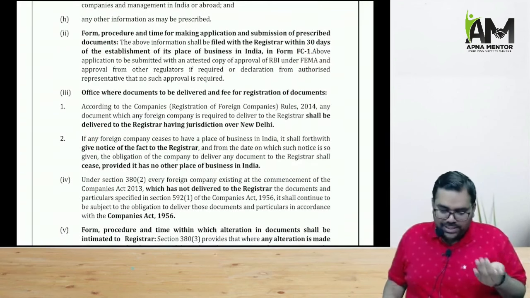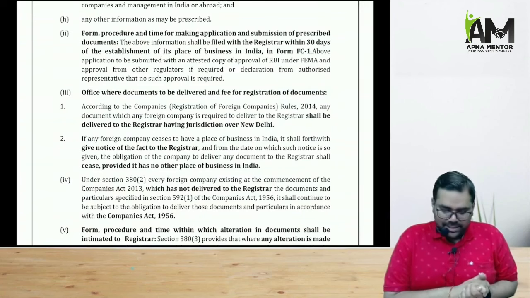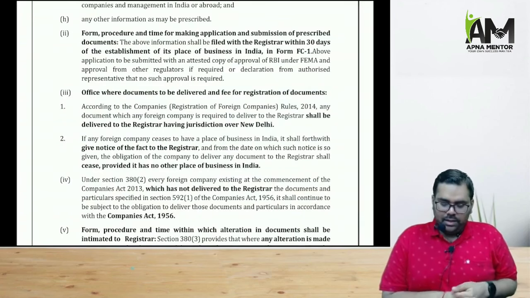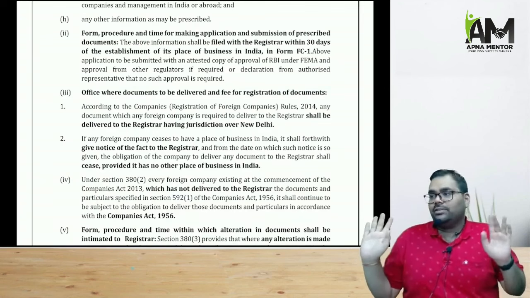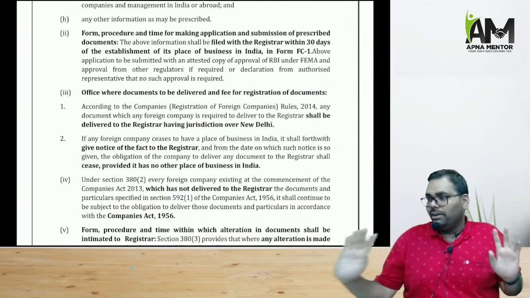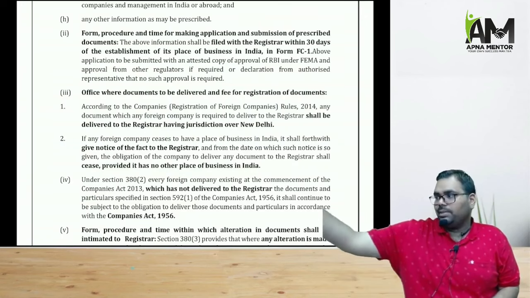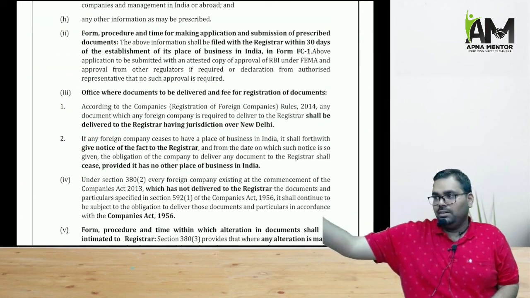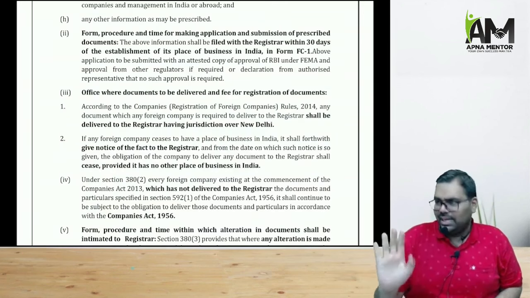Now where are these documents to be delivered? Where will you send them? A foreign company is coming and setting up a place of business in Karnataka. No, if it is a foreign company, for them it's the central ROC. The government says, for state companies, the state ROC is there for companies doing business in the respective state. But if we are talking about foreign companies, it's the central ROC. It has to be the central ROC.